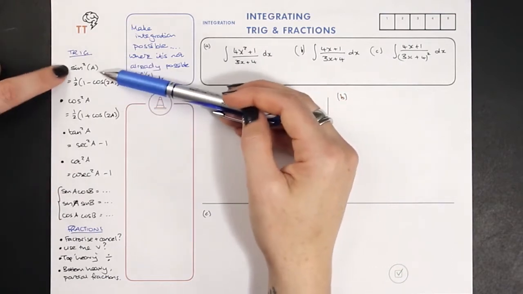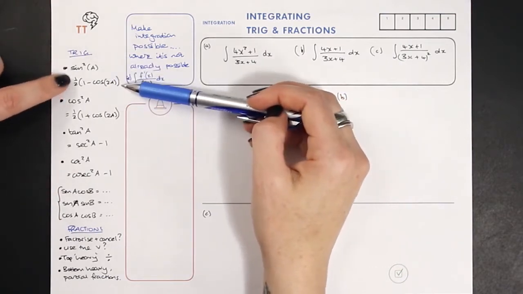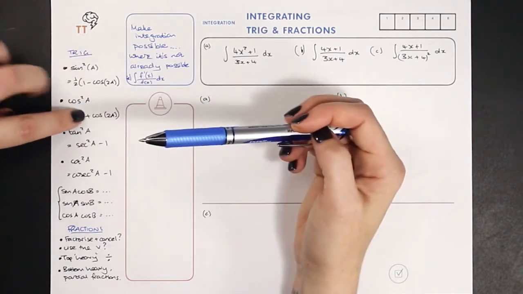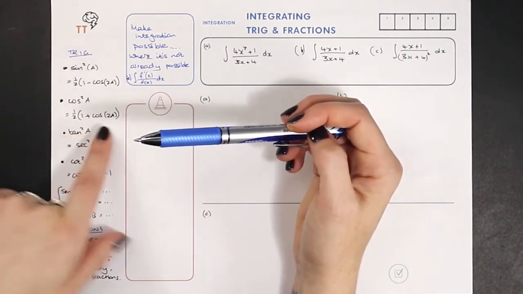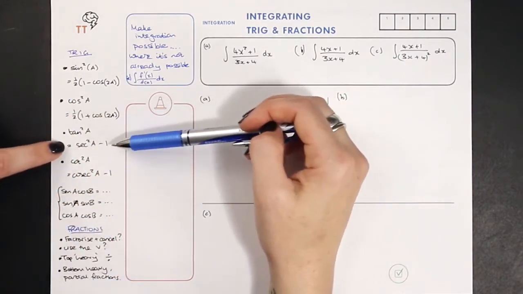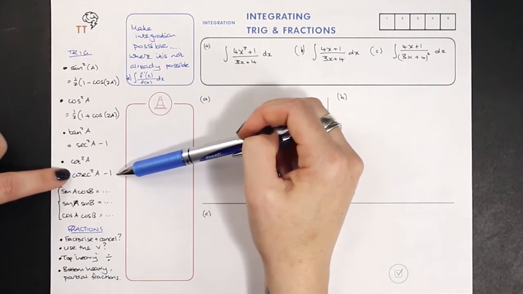And you simply replace sine squared with a half 1 minus cos, but double the angle. You replace cos squared with a half 1 plus, difference is the minus and the plus there, double the angle. Don't forget to double the angle. Tan squared you replace with sec squared minus 1, cot squared you replace with cosec squared minus 1.